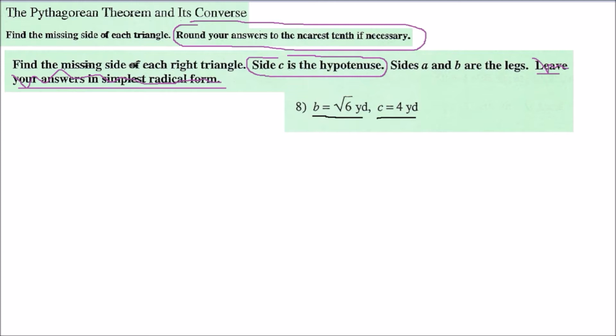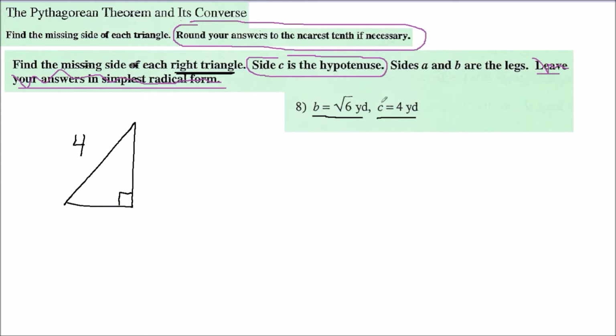So what I can do here to make this look like 1 through 6 basically is I can draw my own picture, and we're drawing a right triangle. Okay. So they say find the missing side of each right triangle. So we do have a right triangle here. So I can draw myself a right triangle. They say C is the hypotenuse, so I can label that as 4, and I'm not worried about the units, the yards.